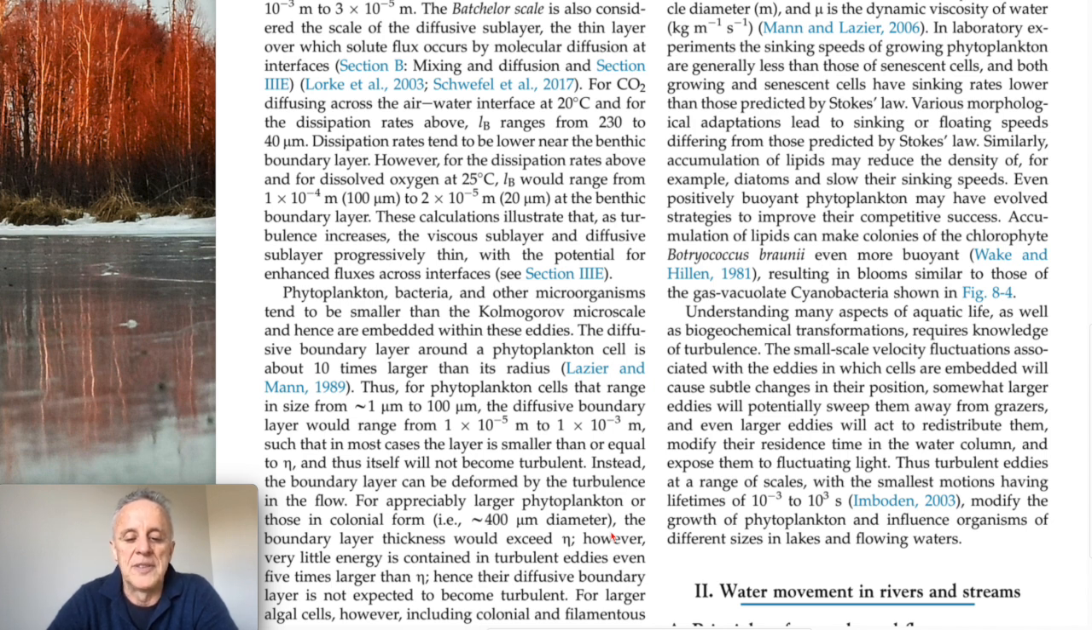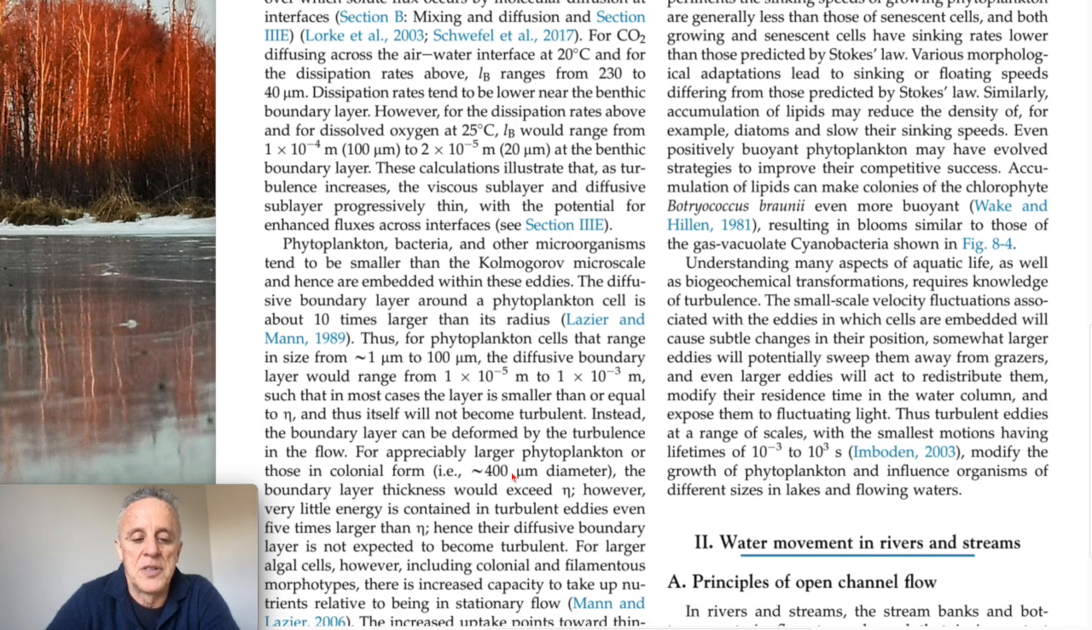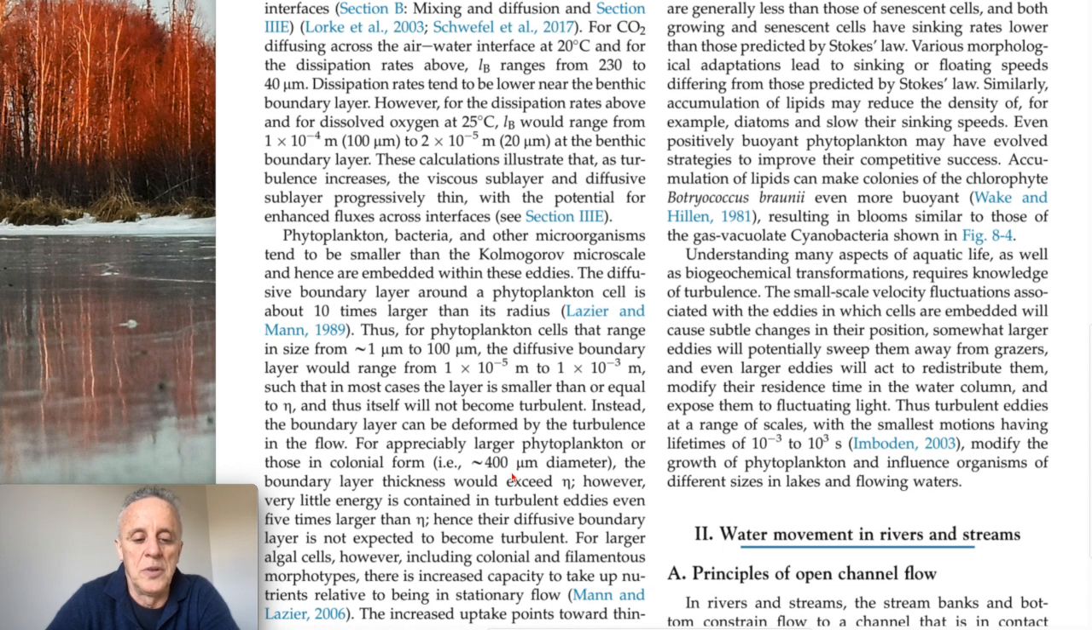Thus, for phytoplankton cells that range in size from 1 micrometer to 100 micrometers, the diffusivity boundary layer would range from 1 by 10 to the minus 5 meter to 1 by 10 to the minus 3 meter, such that in most cases, the layer is smaller than or equal to eta, and thus itself will not become turbulent. Instead, the boundary layer can be deformed by the turbulence in the flow.